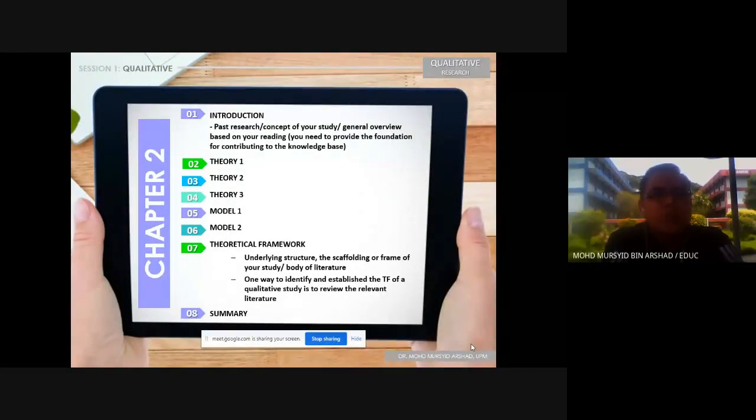In chapter 2, you can start with the introduction. So how long is the introduction? Maybe 1 page, only half a page, you can start. In the introduction part, you highlight what is the past research related with your study, meaning turnover intention. So what is the concept of turnover intention? What's the general overview based on your reading on turnover intention, based on your research? This component, you can write down in the introduction.